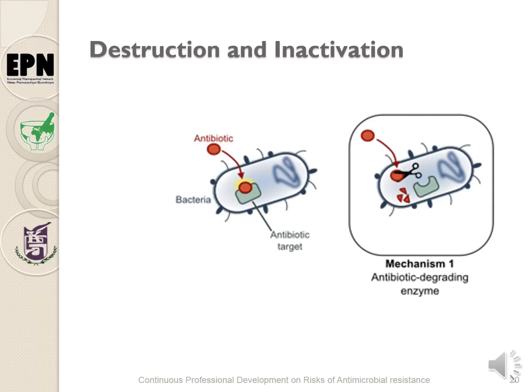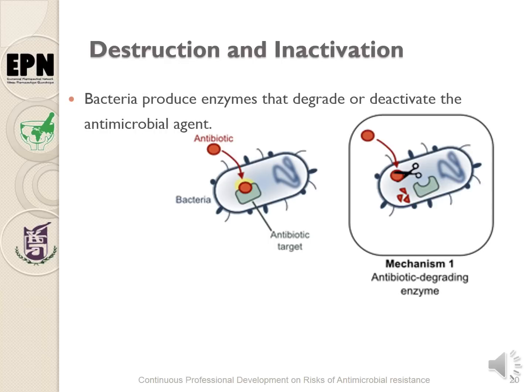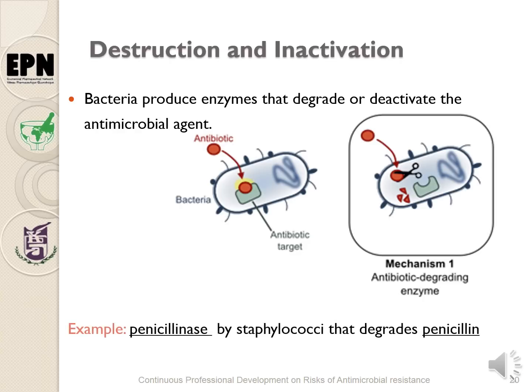In destruction or inactivation by the microorganisms, many bacteria have the ability to produce enzymes that will chemically degrade or deactivate the antimicrobial agent, and this effectively renders them ineffective against the bacterium. The antimicrobial agent is either degraded or modified by enzymatic activity before it can reach the target site and damage the bacterial cell. A good example is penicillinase, which is produced by staphylococci and degrades penicillin.